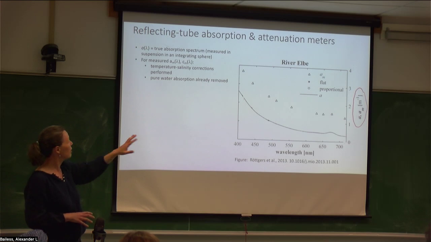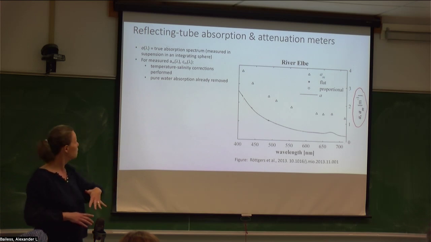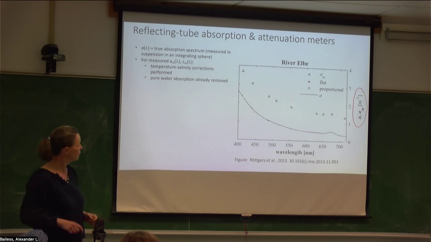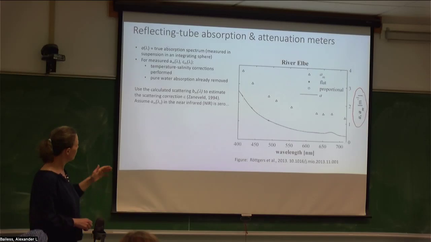What I'm showing you here, they've already corrected for the influence of temperature and salinity in the sample, and they've already removed pure water absorption. So we're just looking at the non-water absorption coefficient here. There's a few different methods to go about doing the correction.